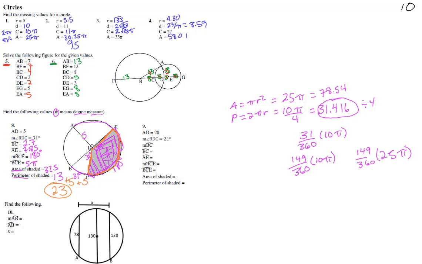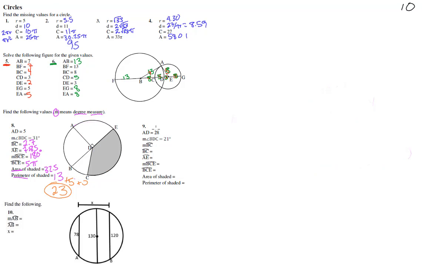Let's clear off a little bit of space first. All right, with number 9 here, it says AD equals 28. Oh, that's a much bigger circle. Measure of arc BDC is 21 degrees. So this is going to be 21. Let's fill out what the rest of these are. This is 159 degrees. So this arc measure here is 159. BCE, that's still 180 degrees. Can we get any more? Measure of arc BC, that's going to be 21 degrees right there.